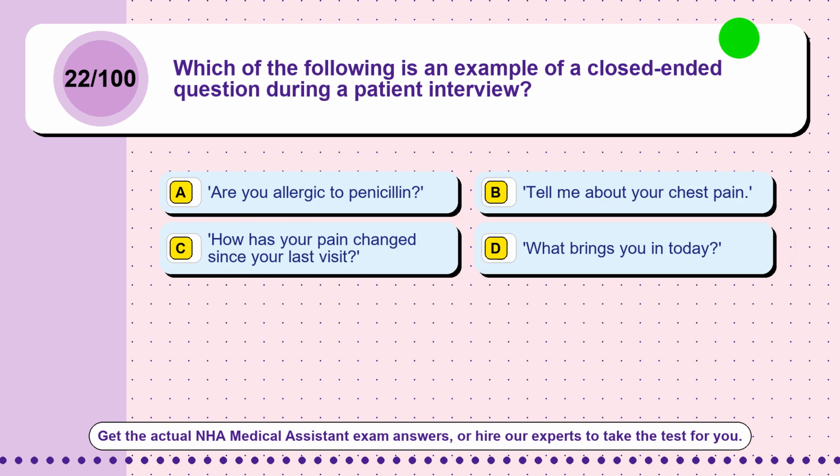Question 22. Which of the following is an example of a closed-ended question during a patient interview? Option A, are you allergic to penicillin? Option B, tell me about your chest pain. Option C, how has your pain changed since your last visit? Option D, what brings you in today?